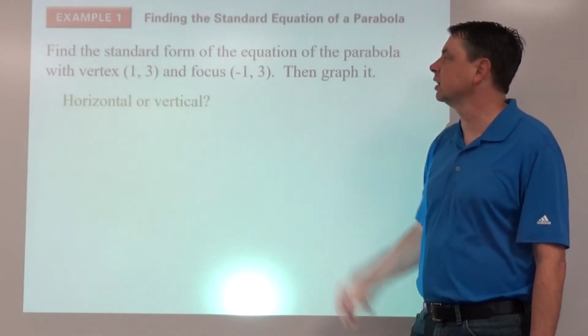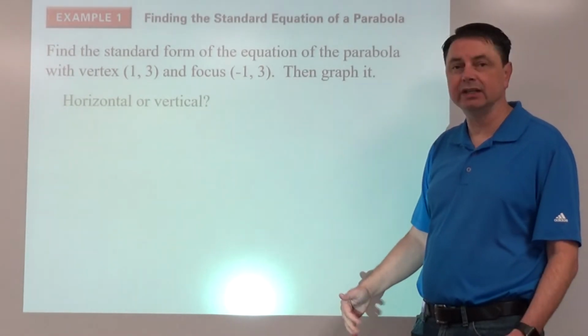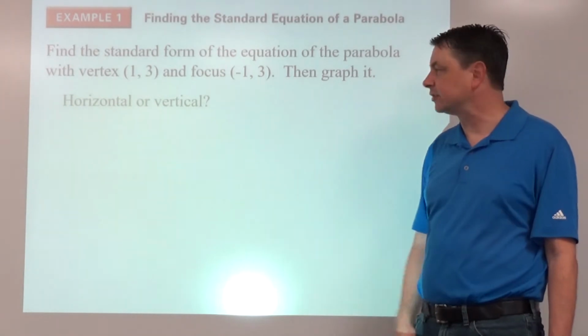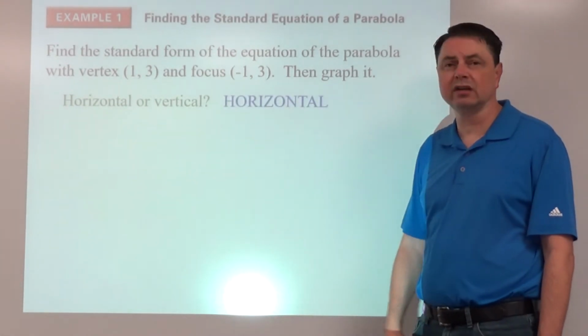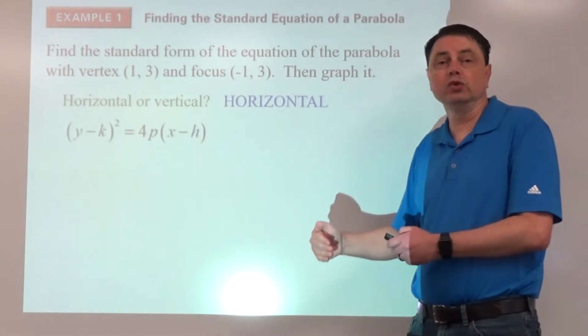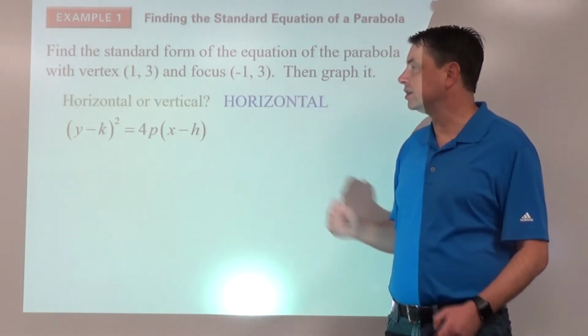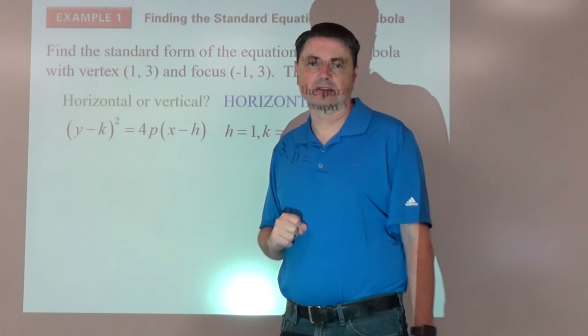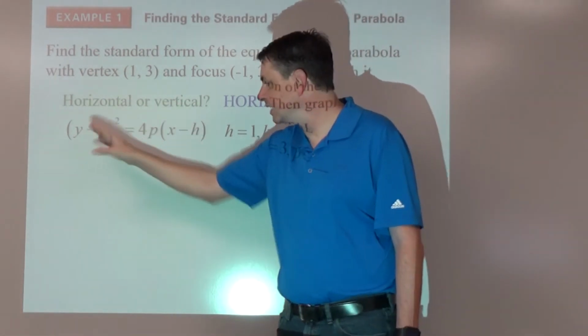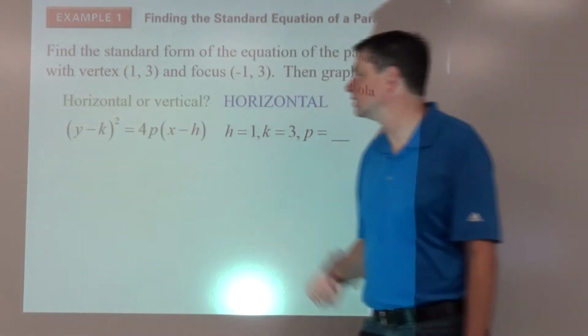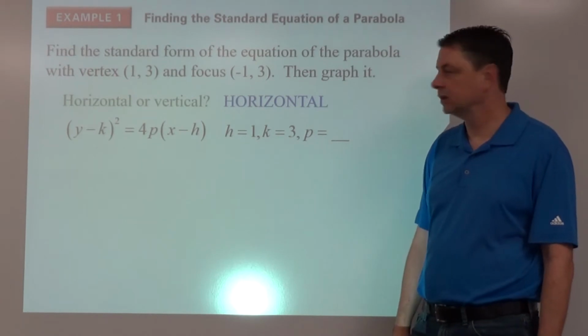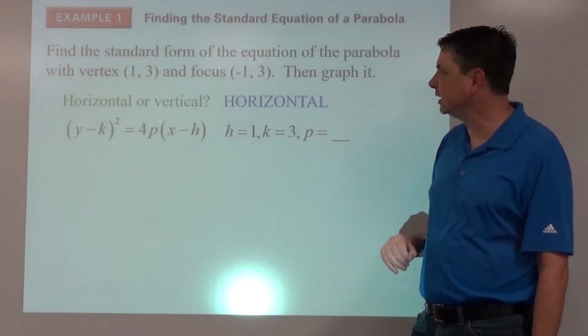And when we plot those on a graph, we're going to see the line that would pass through there. It's going to be horizontal. So when we choose which model we're going to use, which equation, the one for horizontal is when y is being squared. So y is being squared: 4 times p times x minus h. So what's p going to be?